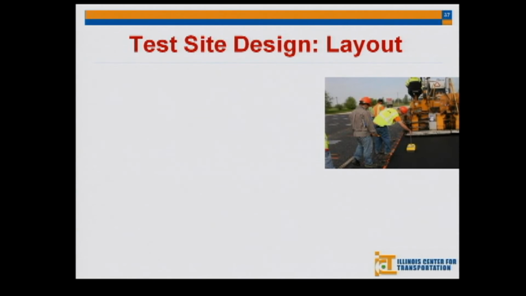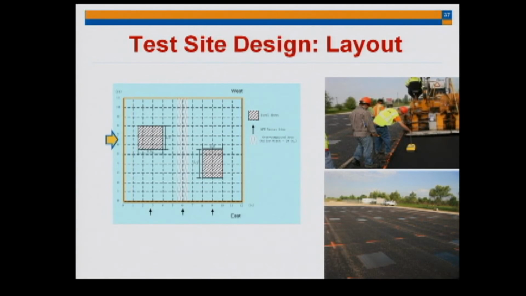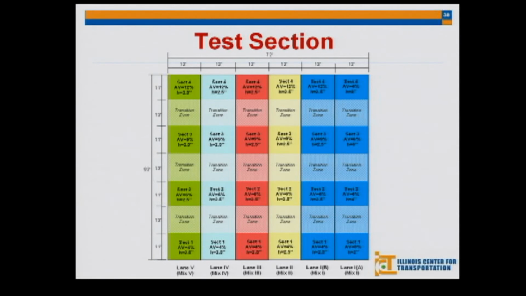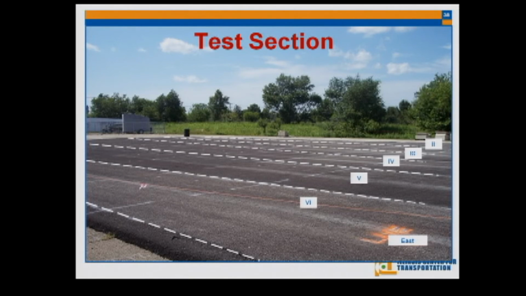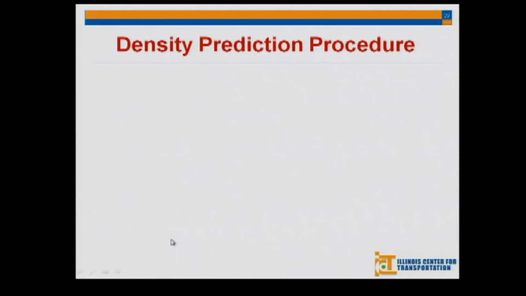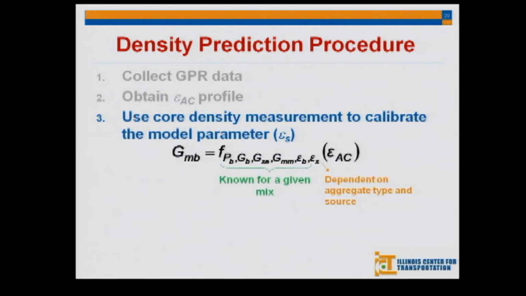So in order to do that, we had a study where we put 6 lanes of pavements, and we put also copper plates for calibration, and they have different air voids. I'm just going to go a little quicker here to make sure that I'm on time. This is how the sections look like. And we collected GPR data. We obtained the dielectric constant of the asphalt, as I explained earlier.